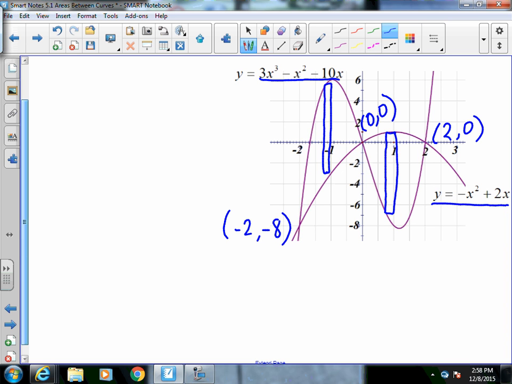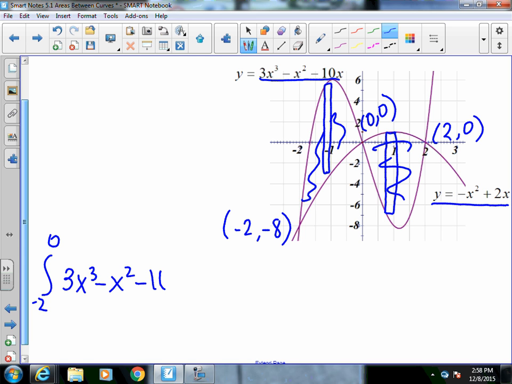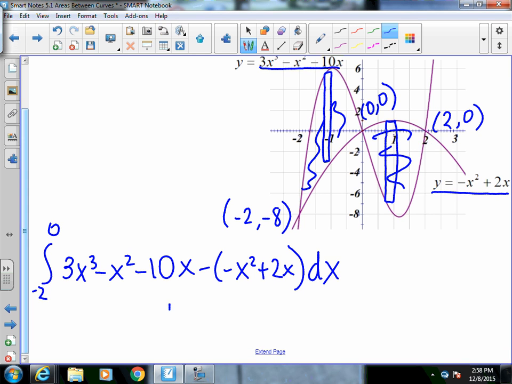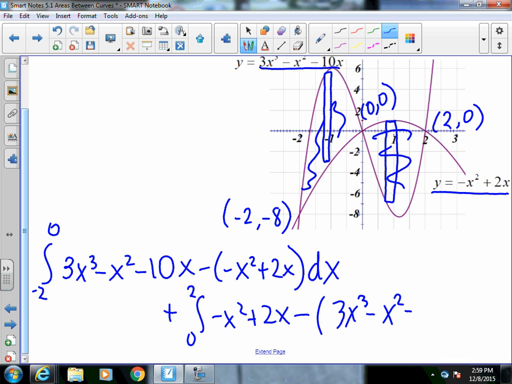Two integrals, one for the first section, which is this section, and one for the second section. So the integral from -2 to 0 of 3x cubed minus x squared minus 10x minus, let me redo that for you so you know what I'm talking about, minus (-x squared plus 2x) dx. We'll take care of the left portion that is enclosed, plus the integral from 0 to 2 of the reverse: -x squared plus 2x minus the 3x cubed minus x squared minus 10x.